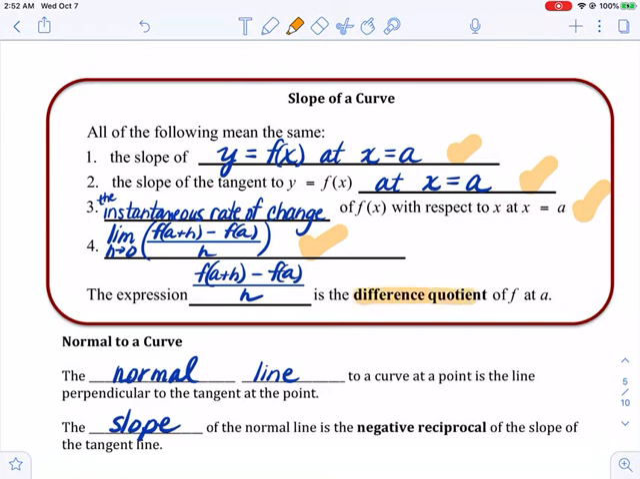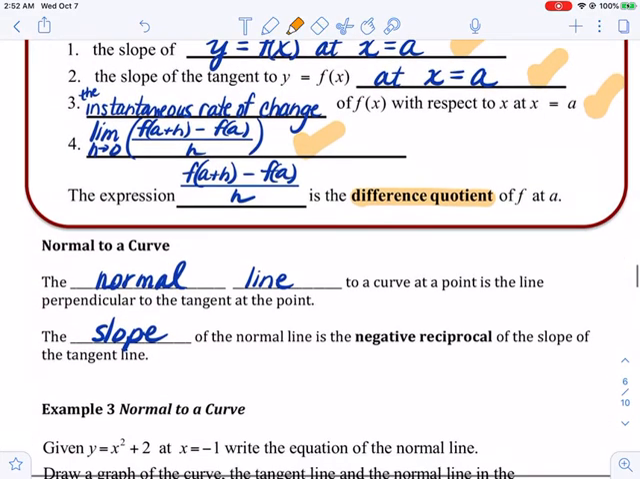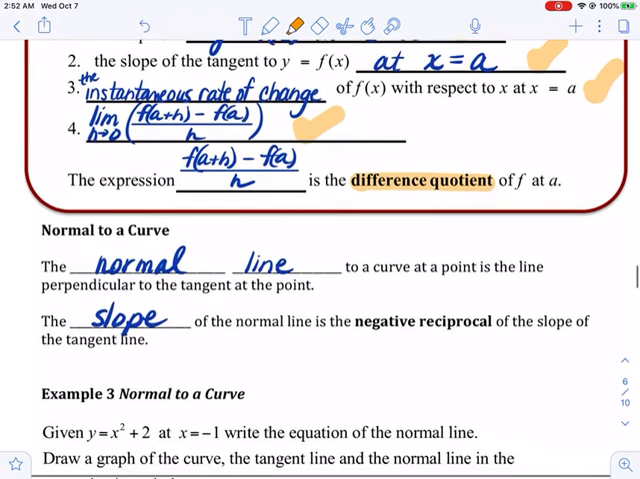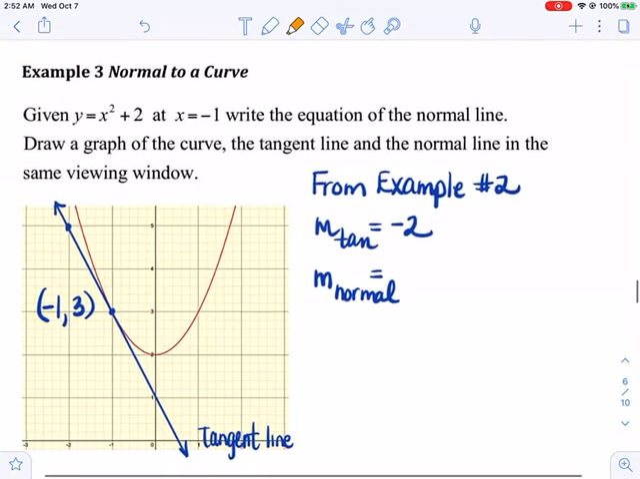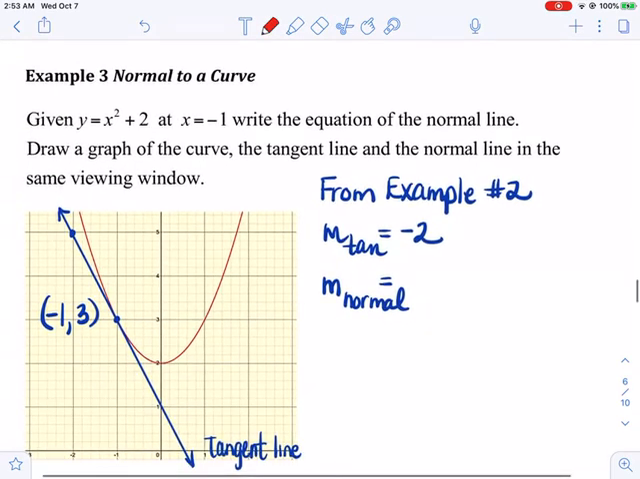And the expression in the last one is called the difference quotient. And that again is the slope of a secant line. Then the normal line to a curve at a point is the perpendicular to the tangent at that point. The slope of the normal line is the negative reciprocal of the slope of the tangent line. So, using the previous example, example 2, we found that the slope of the tangent line was negative 2. So then we know the slope of the normal line is going to be 1/2.